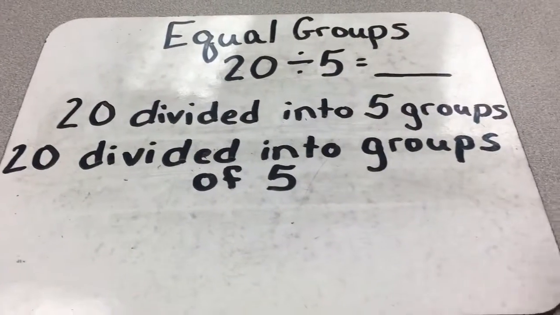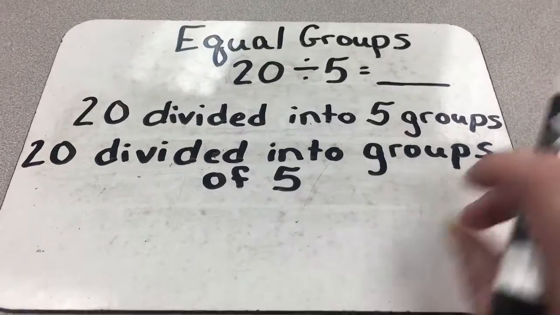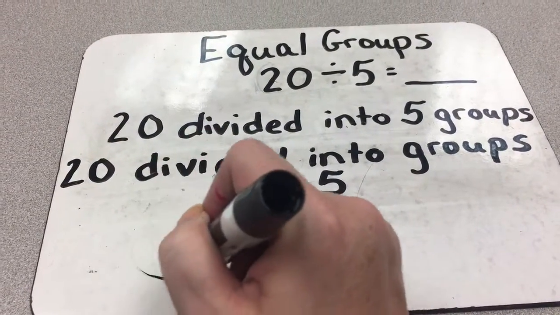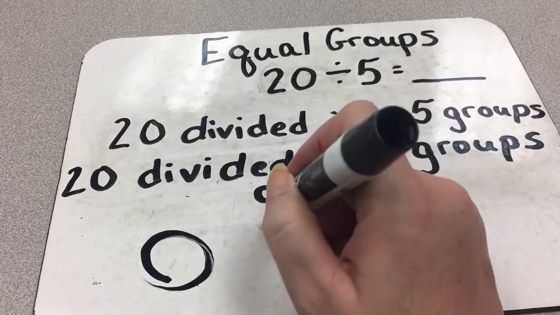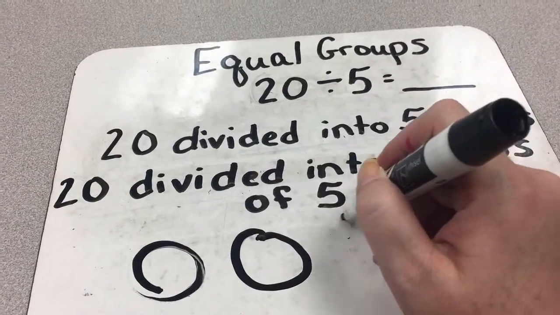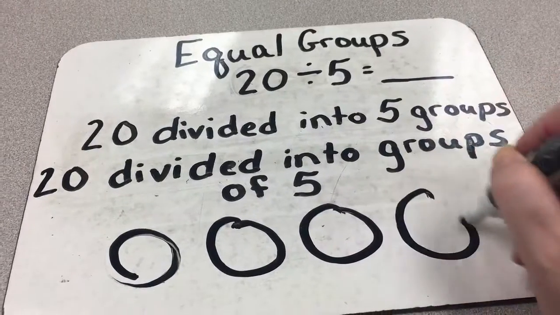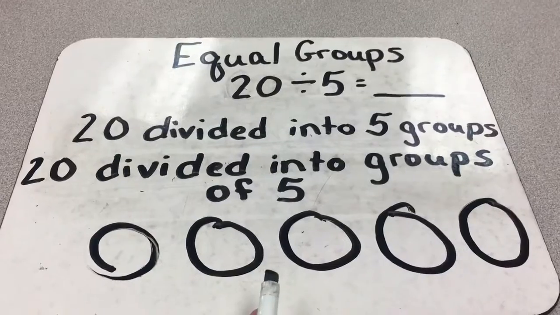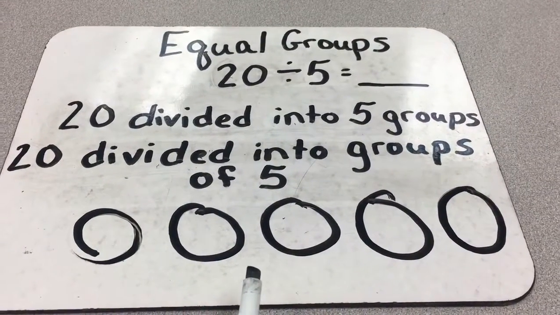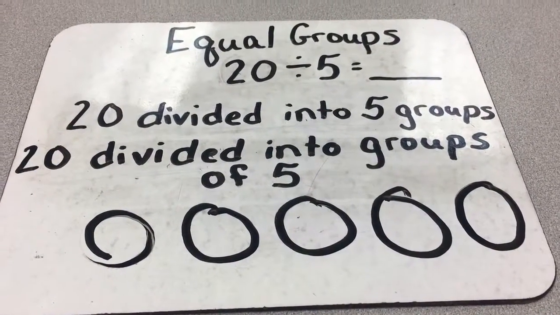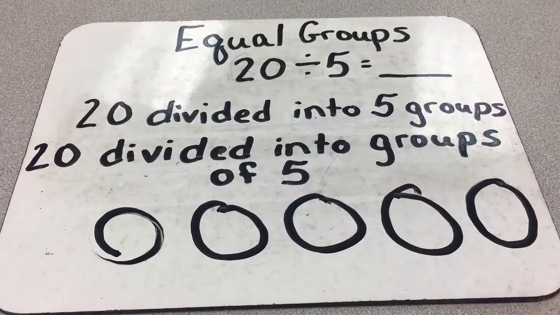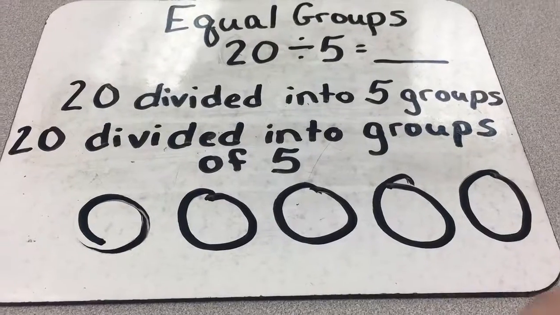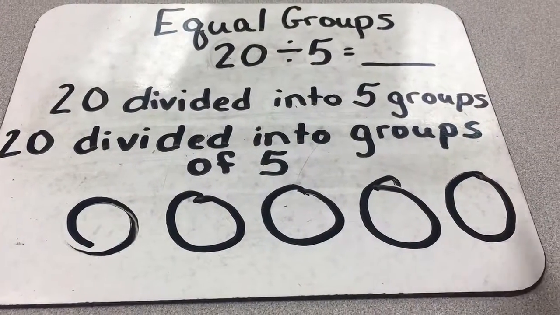So 20 divided by 5. We can say that there are 5 groups. So the students are going to draw 5 circles. 1, 2, 3, 4, 5. And we're going to say that we are going to split that 20 up evenly. And we talk about dealing playing cards or sharing French fries. We want to share 1 by 1 by 1 to make sure the groups are equal.